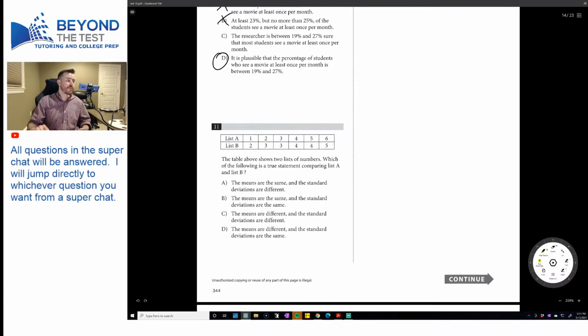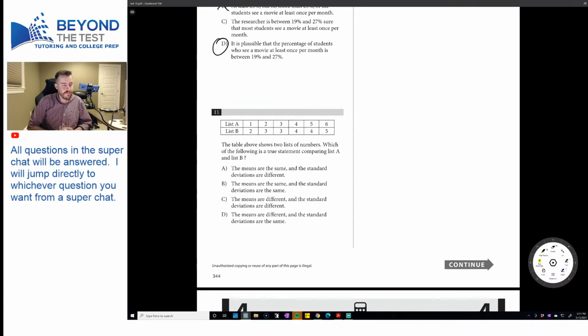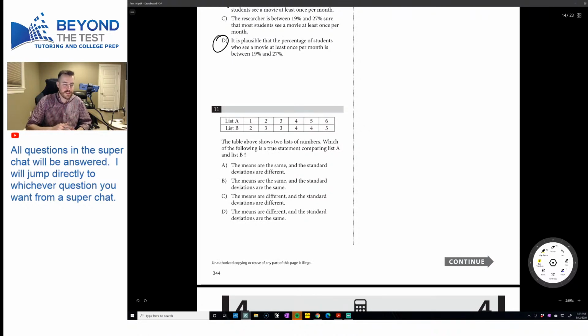All right, let's go to 11 here then. 11 says the table above shows the two lists of numbers. Which of the following is true comparing list A and list B? Okay, so here are our choices. They say the means are the same, the standard deviations are different, the means are the same, standard deviations are the same, or vice versa. Well, if I see mean and standard deviation, I should probably figure out what the mean and the standard deviation would be for both of these.